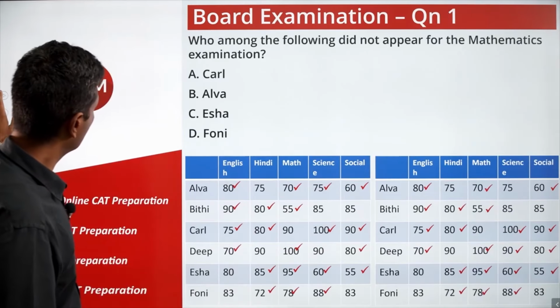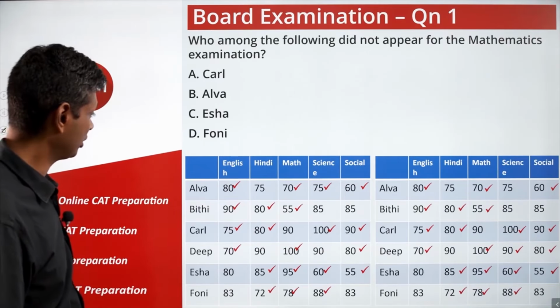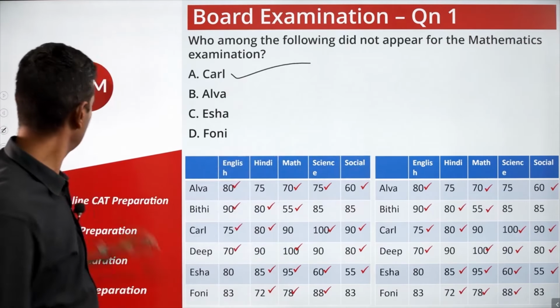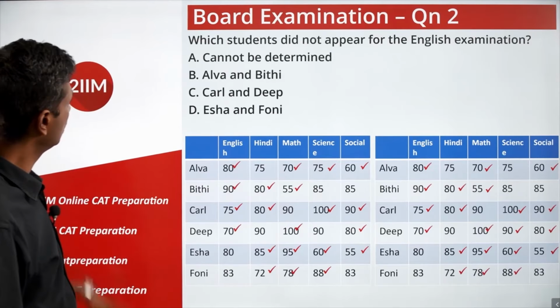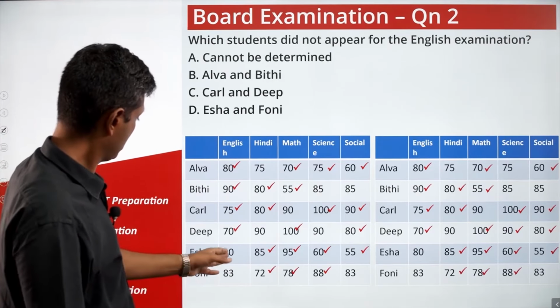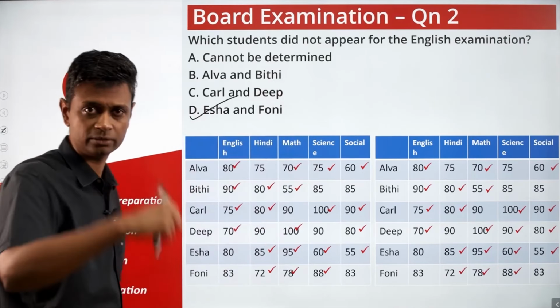Lovely. So now I'm going to go to the questions. Who among the following did not appear for the math exam? Did not appear for the math exam. Only one, Carl. Done. Life is simple. Go to the next one. Which students did not appear for the English exam? English exam, Isha and Fani did not appear in both cases. Isha and Fani, done. Simple.